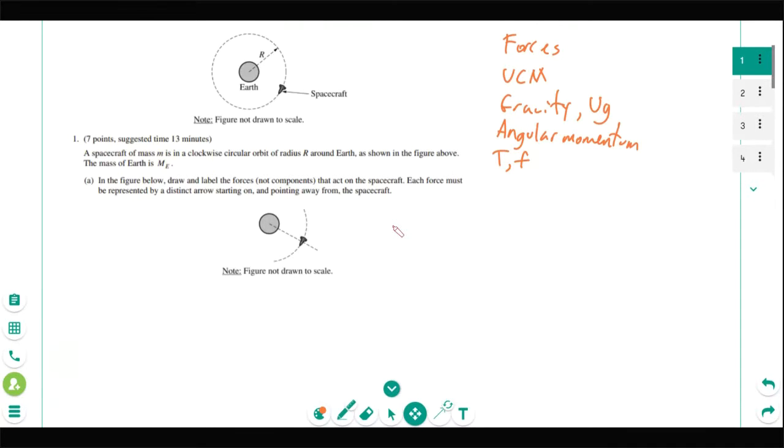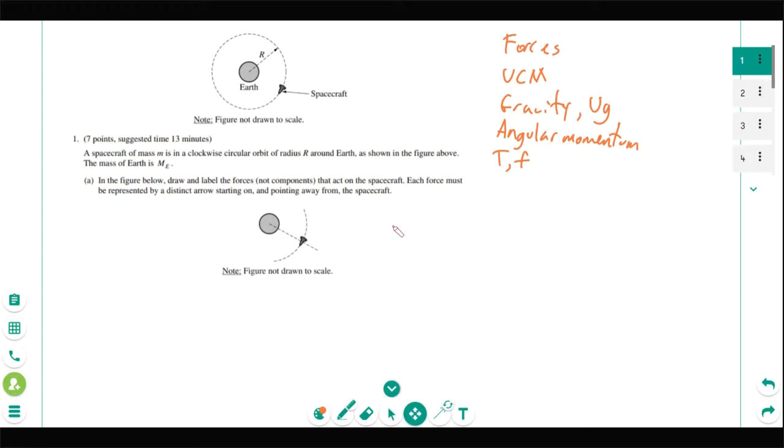So the first question we had talking about was the spacecraft orbiting Earth, as shown in the figure above. We're told its mass and its radius and stuff like that. And I just started making a list of all the possible topics that I could think of that could potentially come in and be useful for solving this first question.